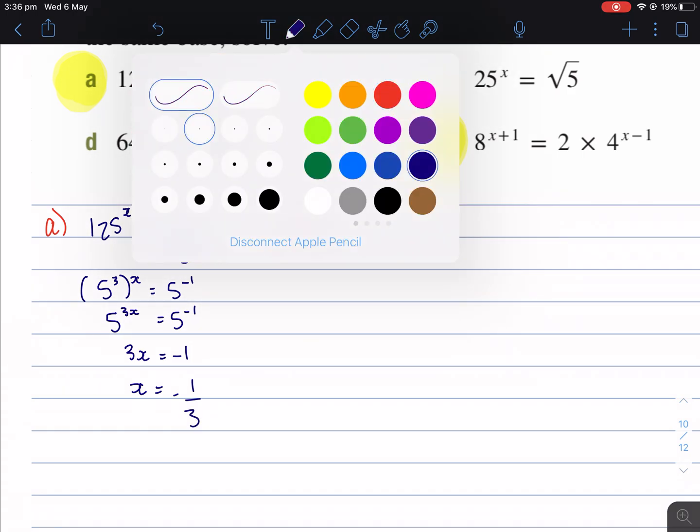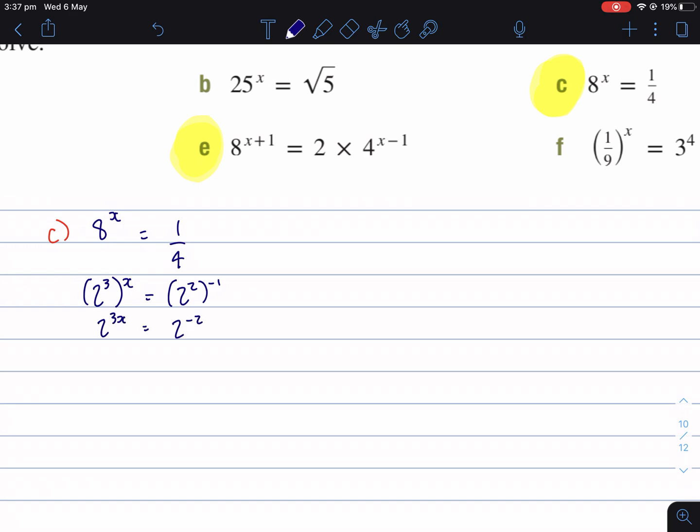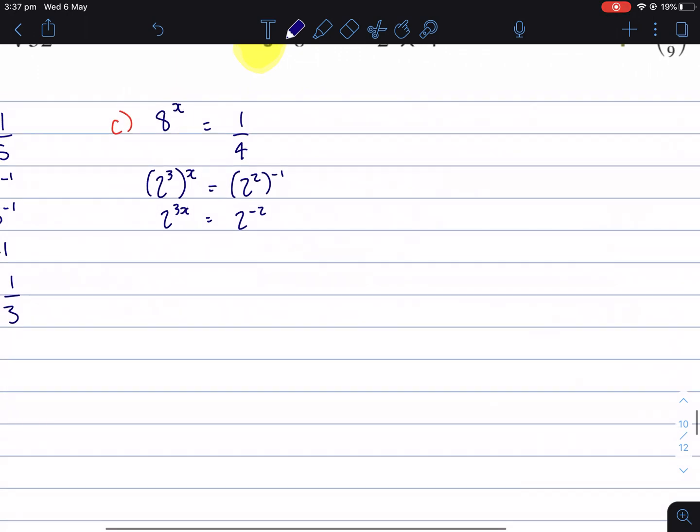Question C. We've got, I swear we've done these, equals 1/4. So this is 2 cubed to the x, and this is 2 to the minus 2. If you can't recognise it, that's the same as 2 squared to the minus 1. So this is 2 to the 3x equals 2 to the minus 2. So 3x equals negative 2. So x equals negative 2 thirds.